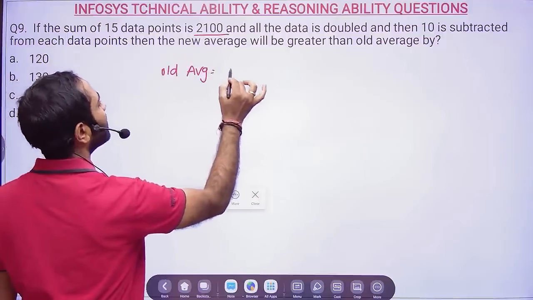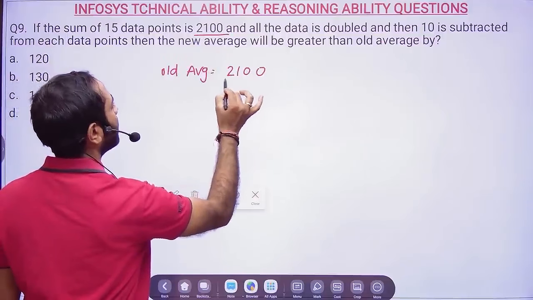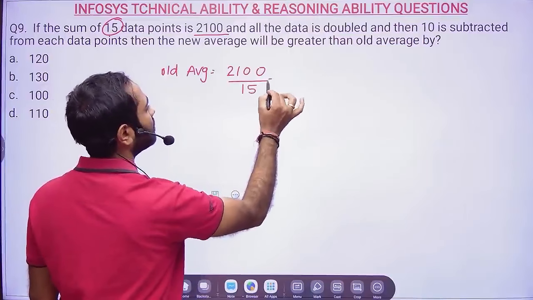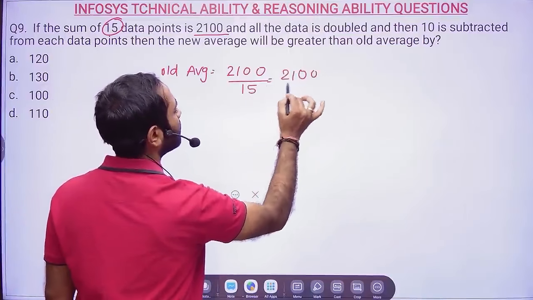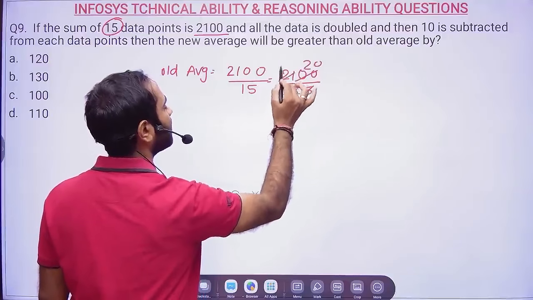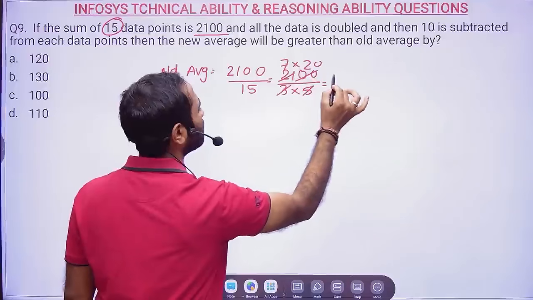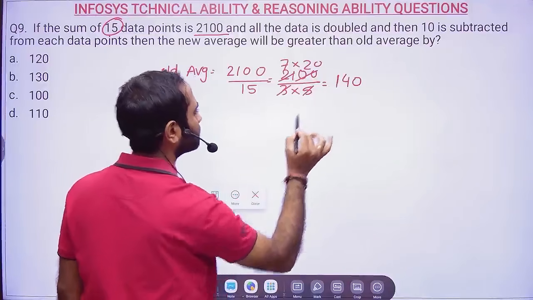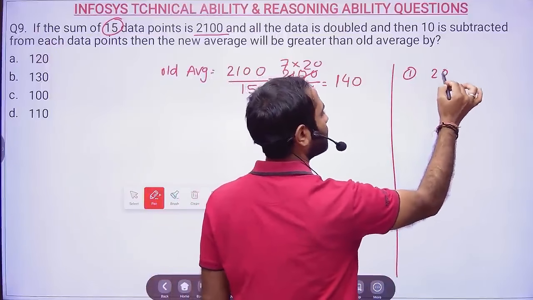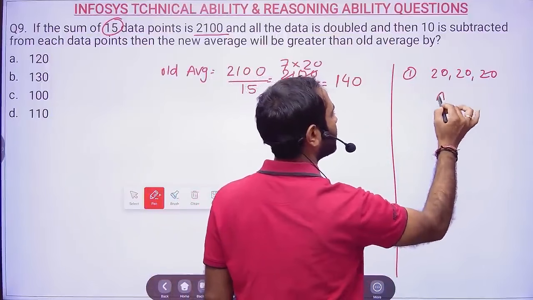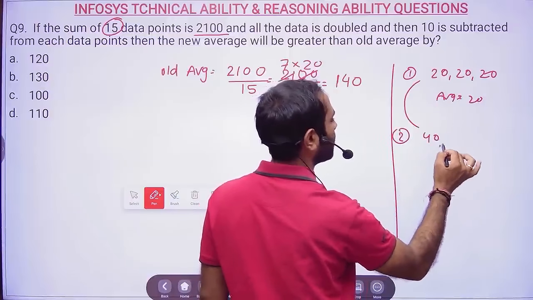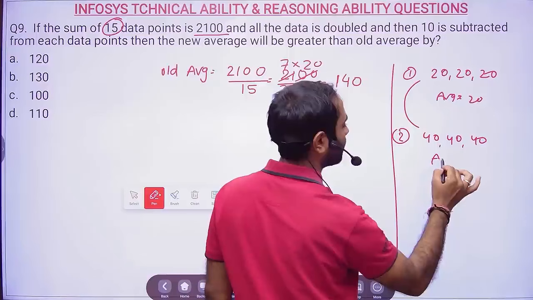Sir, sum is given 2100 and the number is given, sum of 15 data. So to simplify this you can also write 15 as 3 into 5. So 5 will divide 2100 by 20 times and 3 will divide this by 7 times. See, I always try to make the problem simpler. Now please try to understand what I explained you. We have 20, 20, 20, so average is 20, right? Now when I doubled, 40, 40, 40, the average is 40.